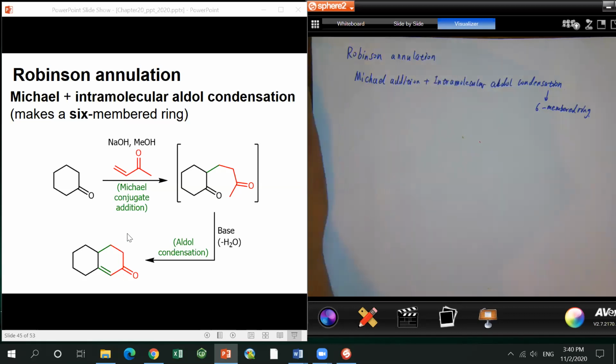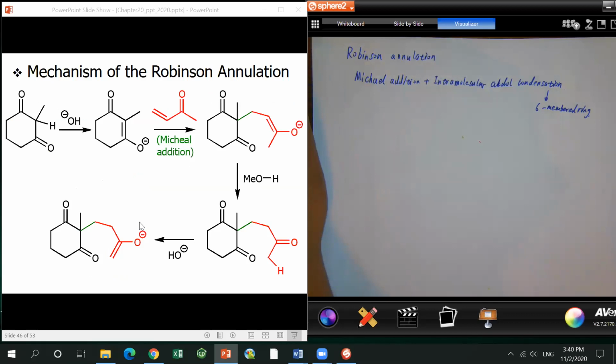For this reaction, the mechanism is actually not required, but it's not hard. Just keep in mind aldol reaction: Michael addition followed by aldol condensation. Here I'll show you another example of how the Robinson annulation happens.